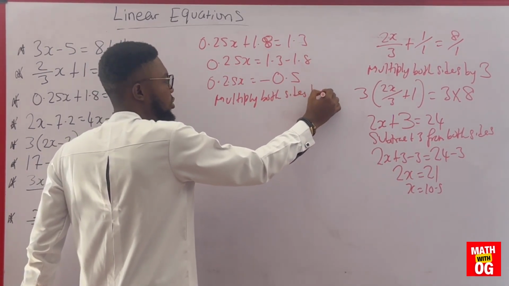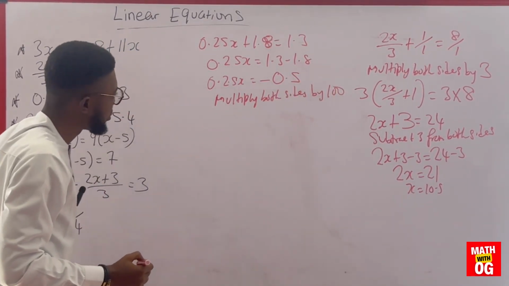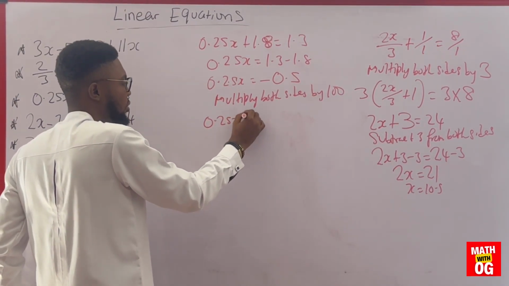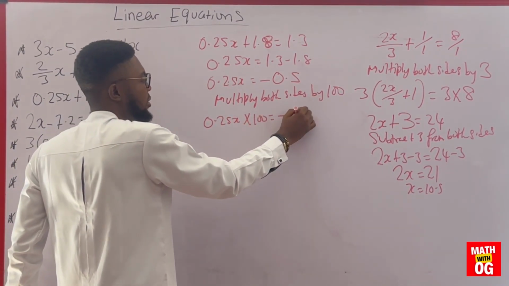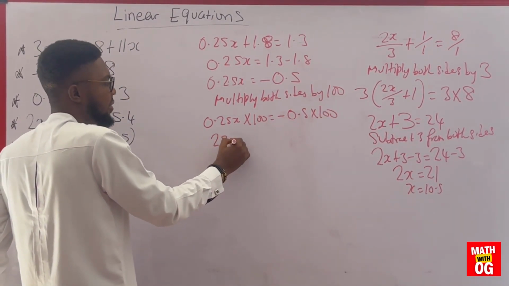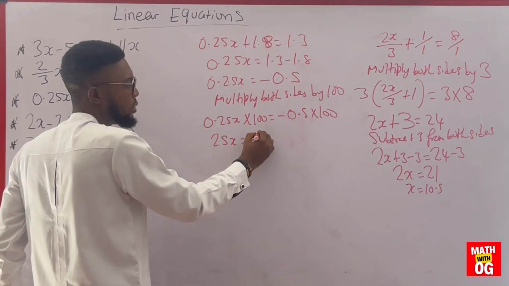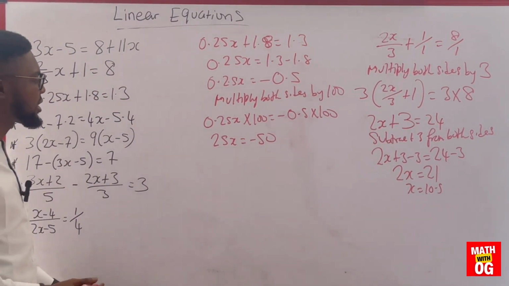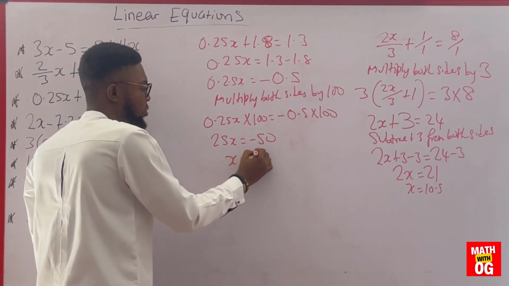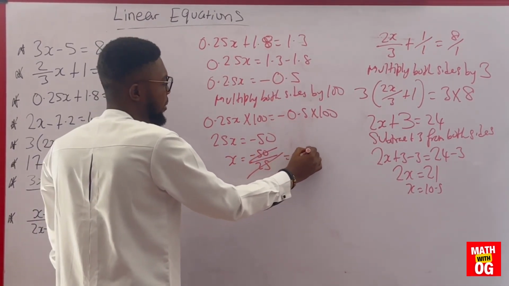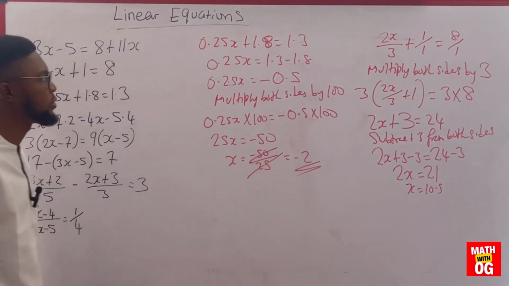Remember, whatever you do to the left hand side, you must do to the right hand side. If I multiply here by 100, that's 0.25x times 100, I must multiply minus 0.5 by 100. So this will give us 25x is equal to minus 50. I think it makes more sense now. Divide both sides by 25. x is equal to negative 50 over 25. 25 here 1, 25 here minus 2. So the answer is minus 2.